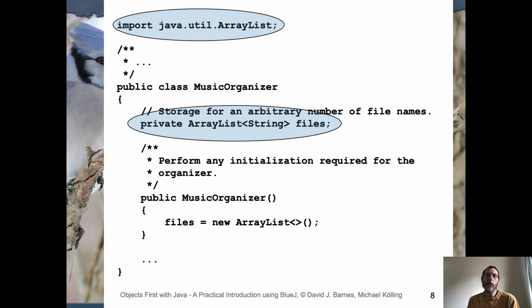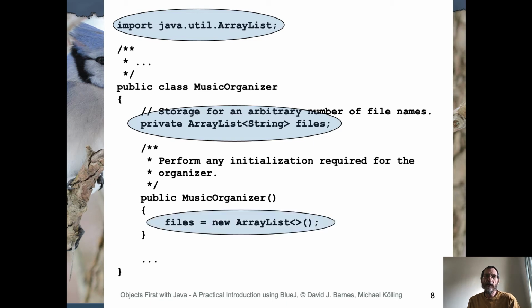In other words, what we're saying is we're defining the variable files to be something that can refer to an object of type ArrayList of String. In other words, the object that files will refer to will be an ArrayList object, and that ArrayList will be able to store String objects.